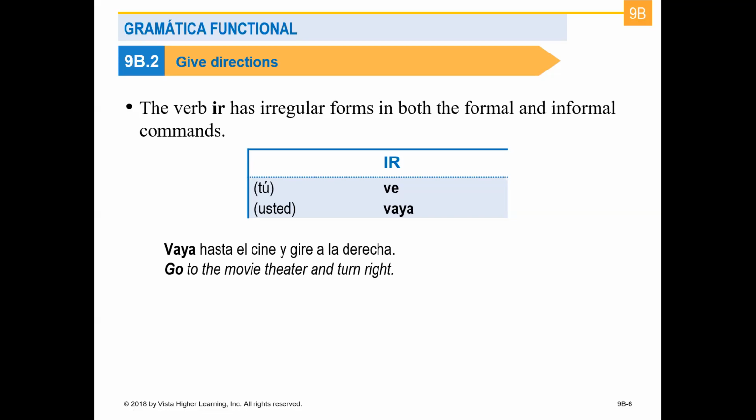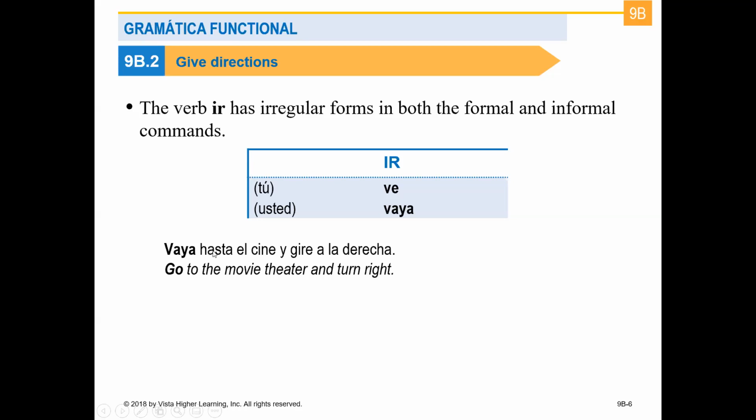So, vaya hasta el cine y gire a la derecha. So that is an example of two commands that are formal. So usted uses vaya for ir. And then instead of gira, which would be informal, you use gire. So yeah, you're talking to, I don't know, an old person or a professor or something like that.